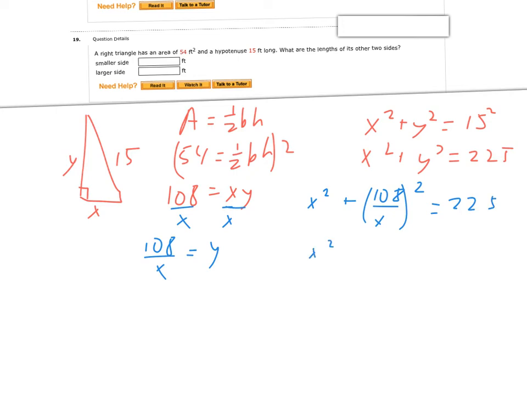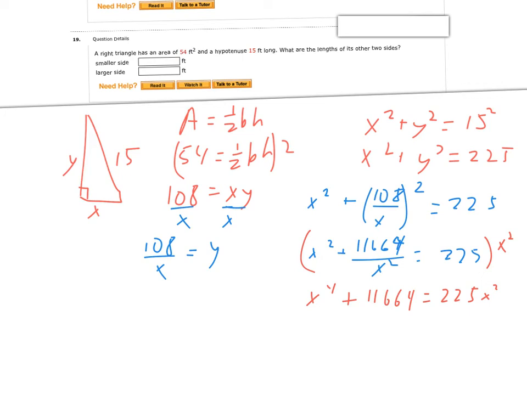So this means that x squared plus 108 squared is a big number. All right, 11664 over x squared equals 225. And now I actually want to get rid of that denominator by multiplying the whole equation by x squared. So that turns it into x to the fourth plus 11664 equals 225x squared. Now this is actually kind of like a quadratic here.